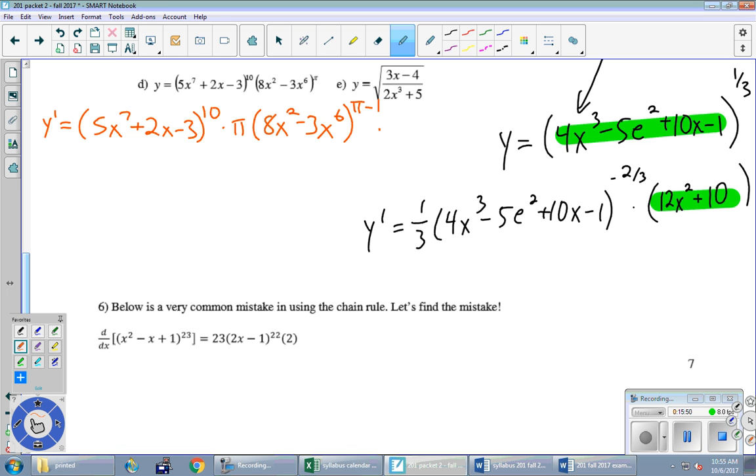But then the chain rule says times the derivative of the stuff. I'll highlight in yellow. There is the stuff in question. Here is where its derivative goes. So what's the derivative? 16x minus 18x to the 5th. Good. That one's done. Yeah, e is around 2.7. It's just a number.